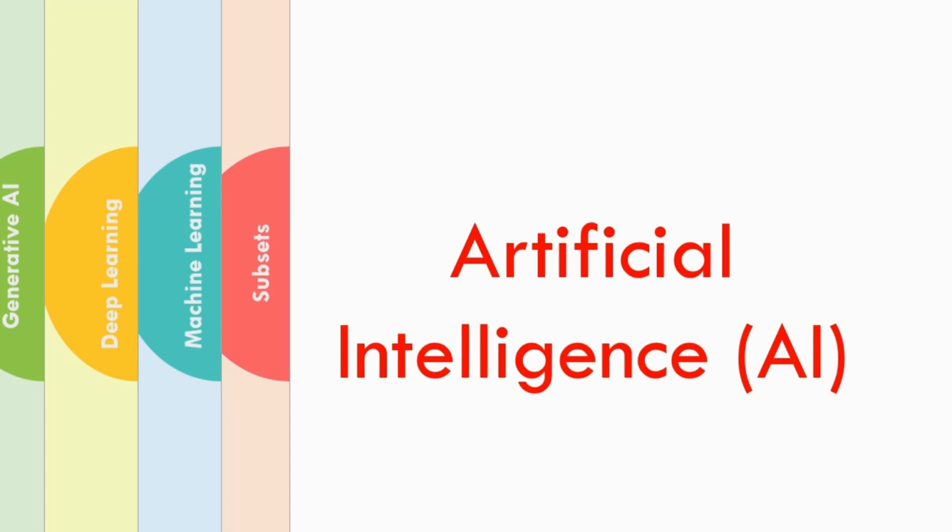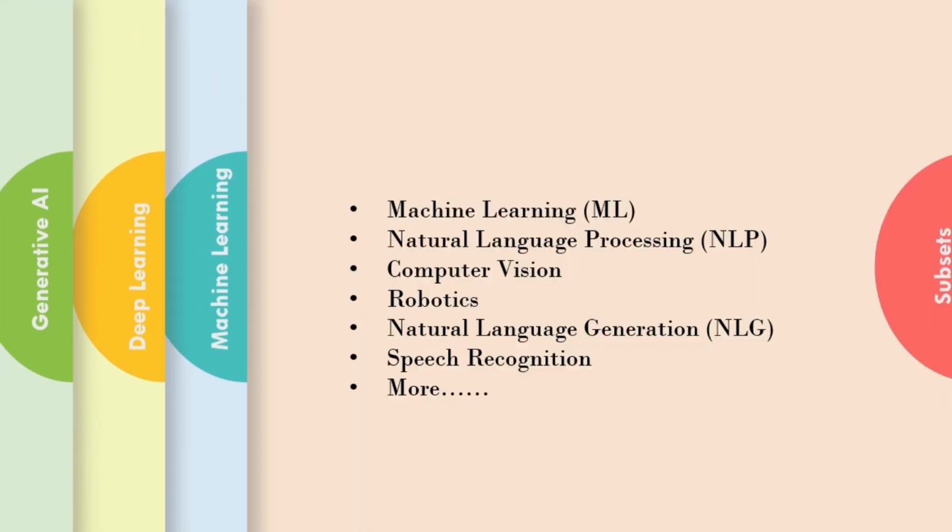In artificial intelligence, there are different subsets available, and the mentioned ones are a few of them. Machine learning involves the development of algorithms enabling computers to learn from data, and then predict or make decisions based on the training data.